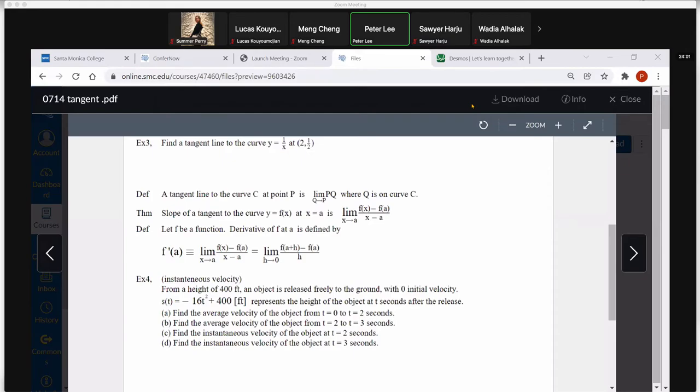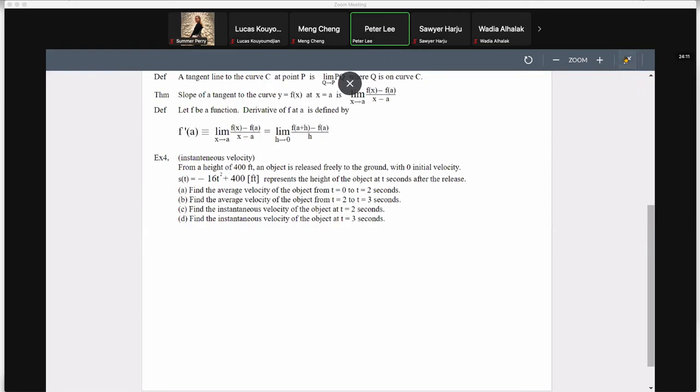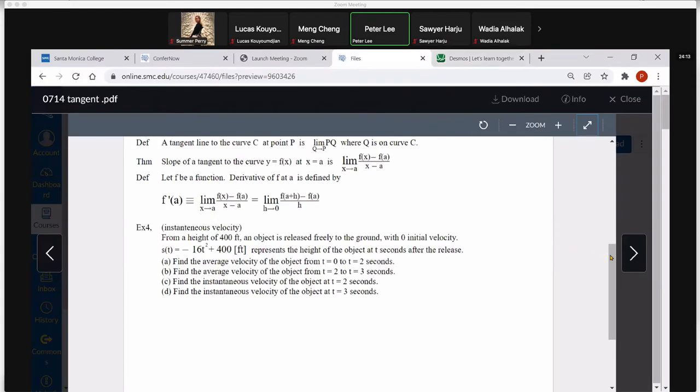So this is section 1.4 notes, and now I would like to discuss example 4. Oops, where's my annotating again? Okay, there we go. Sorry. Okay, so we have this. So let's look at example 4.